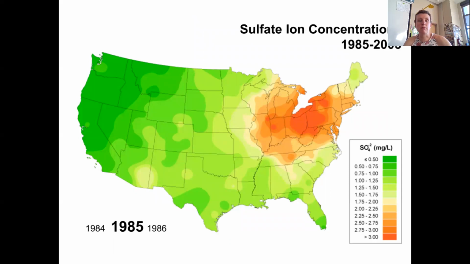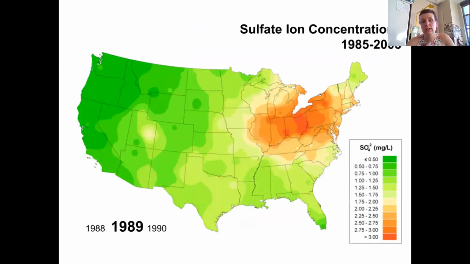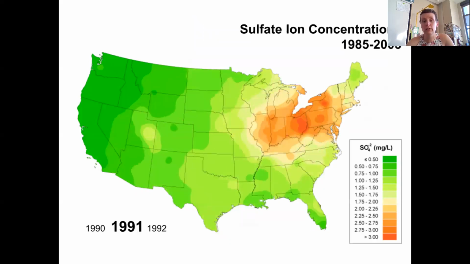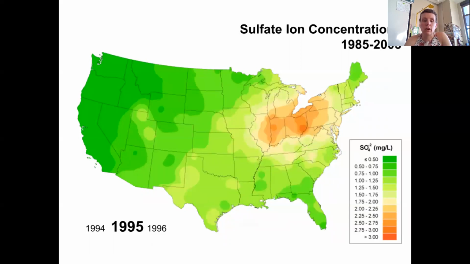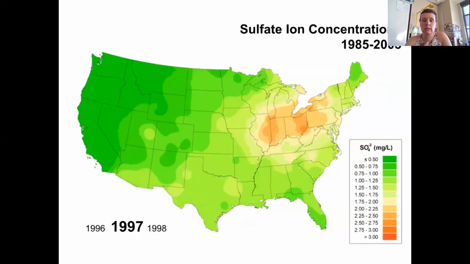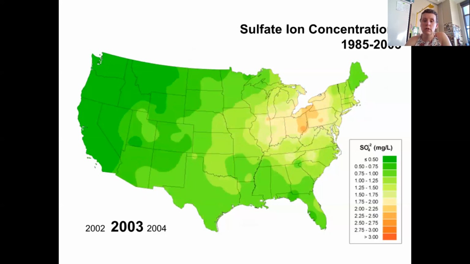And now we're going to do the same thing. We're going to go through the maps for sulfate. So 85, 86, 87, 88, 89, 90, 91, 92. So this is suggesting we're getting more regulations because the amount of sulfate is shrinking. 93, 94, 95, 96, 97, 98, 99, 2000, 1, 2, 3, and then we switch map types again.